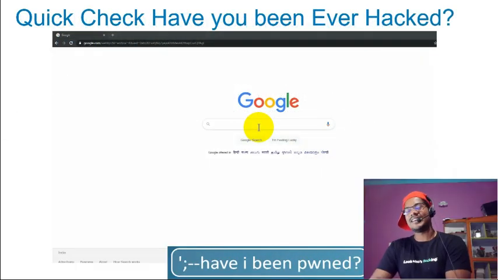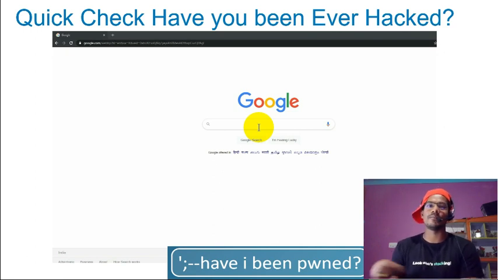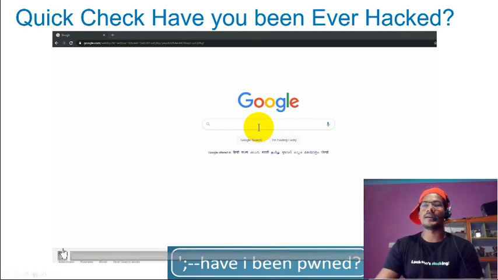Similarly, here is one of the websites: Have I Been Pwned. I'm not sure whether you have heard this particular name or not. This is one of the websites where you can just go ahead and verify whether you got hacked in the past, or maybe using some website where hackers have gained access and your password has been stolen or not.